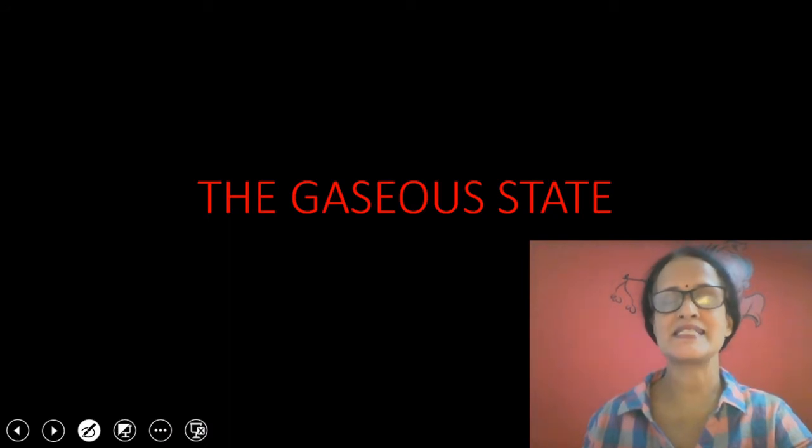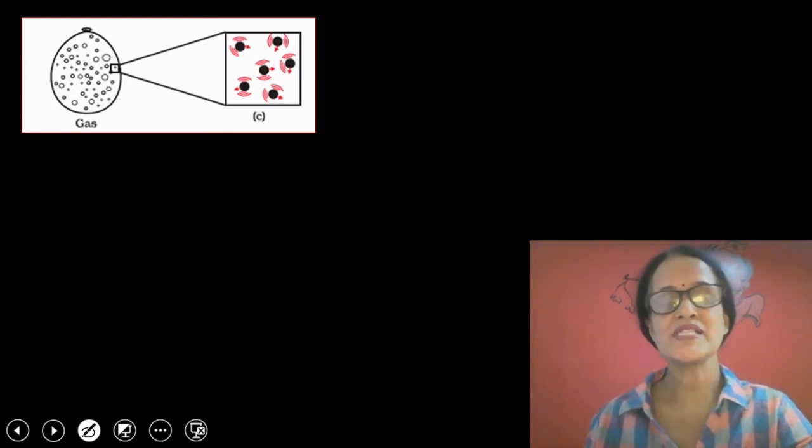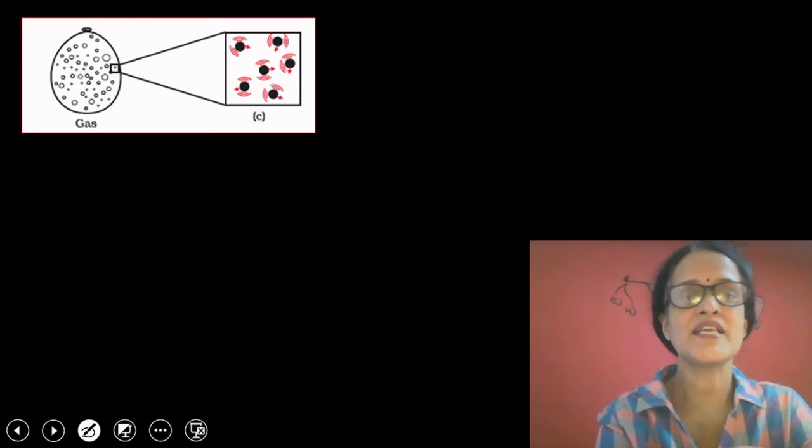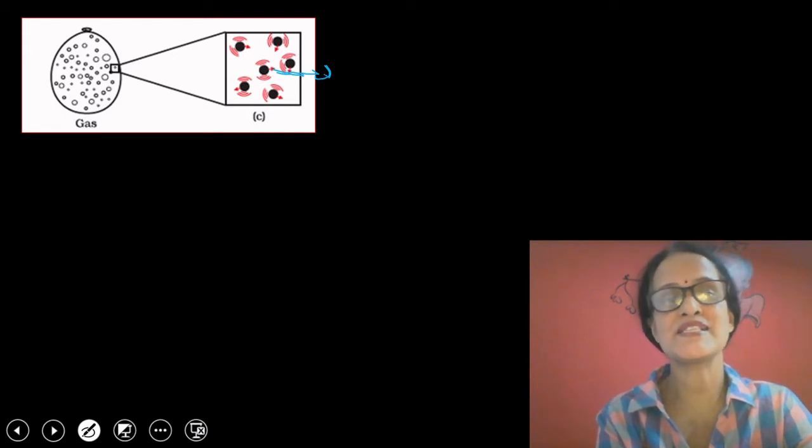Today's topic is the gaseous state. Children, in previous topics we have learned that matter exists in three common states, which are solid, liquid and gaseous state. So in today's session we will learn about the gaseous state. Children, a substance is said to exist in gaseous state when its size, volume and shape are indefinite. You can see with the help of this diagram that these black dots represent the particles of the gaseous state. Between the particles there is enough space. So in case of gaseous state, the particles have complete freedom of movement.